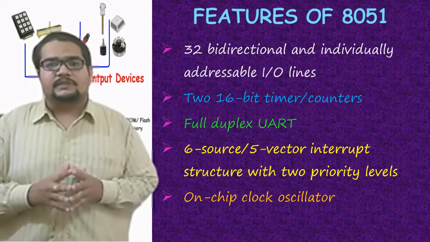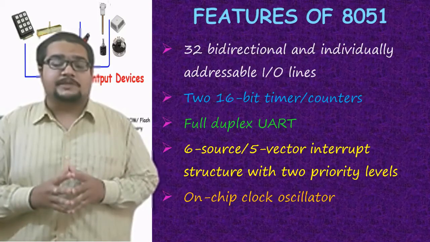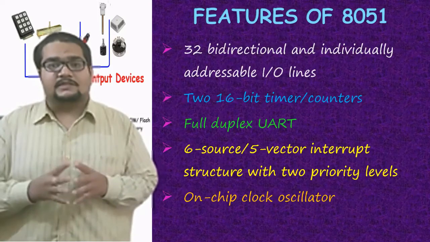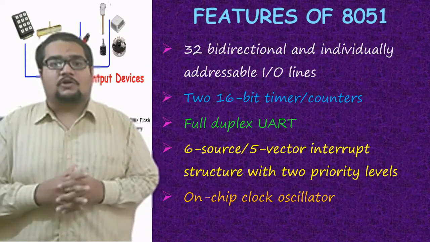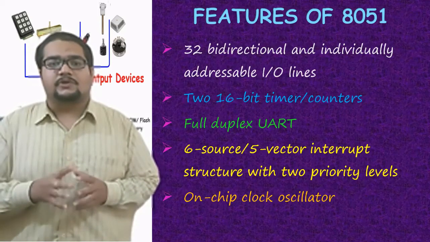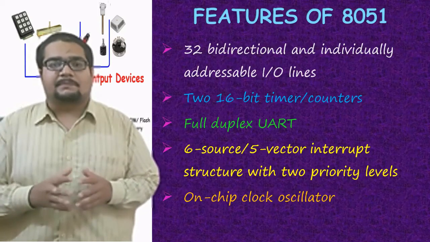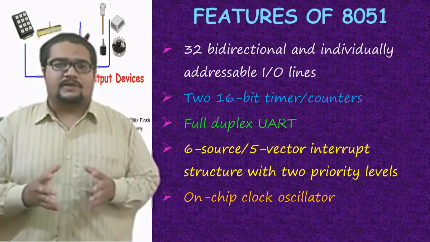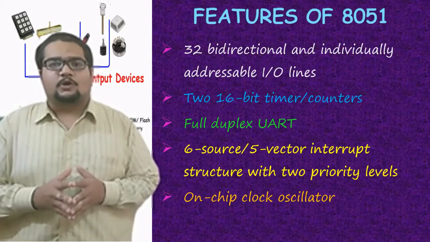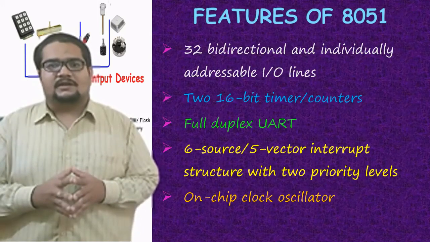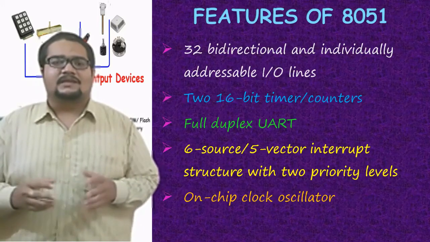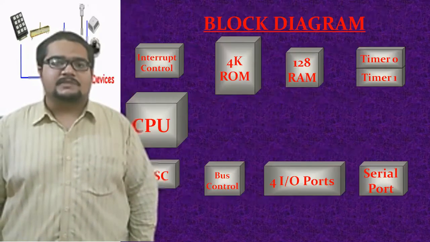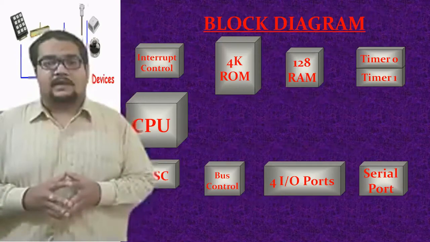One more thing is that we have an on-chip clock oscillator for the 8051 IC. So an on-chip clock oscillator is available. You just have to plug your crystal oscillator into those pins and use the external oscillator when required. Otherwise, you can use the inbuilt oscillator for your clocking operations. This was about the features of 8051. Next, we'll be checking out the block diagram of 8051.